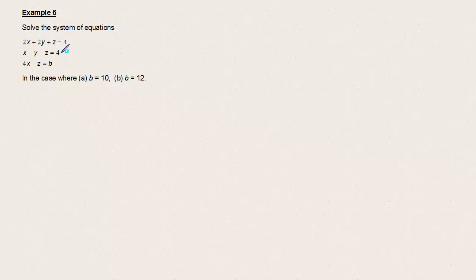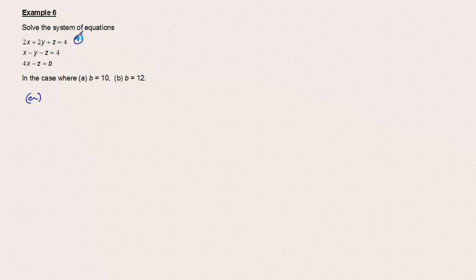We want to solve this system of equations in the case, first of all, when b is 10, and secondly, when b is 12. So if we look at part A first, that's when b is 10, but let's just do it with the b here to start with. So what I'm going to do is eliminate z between these equations.